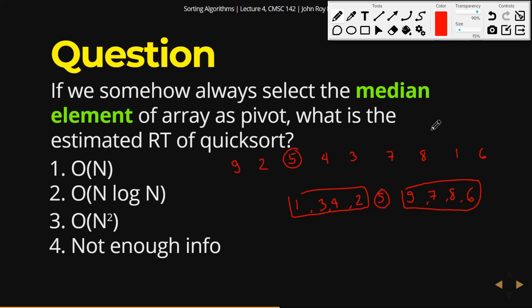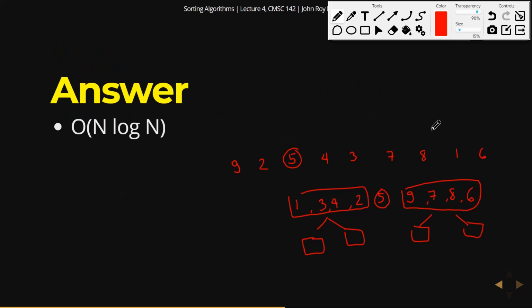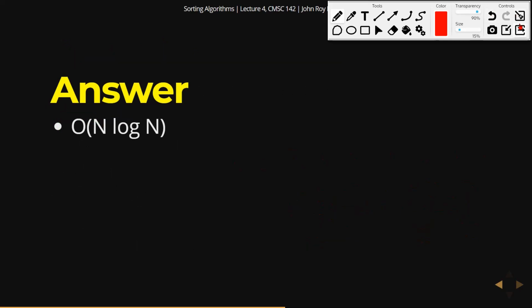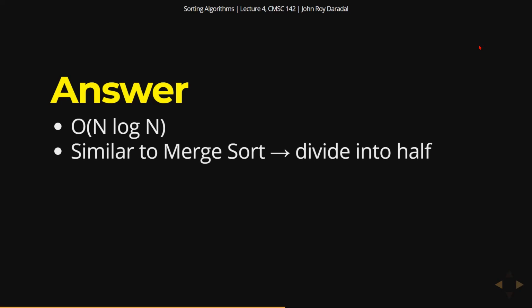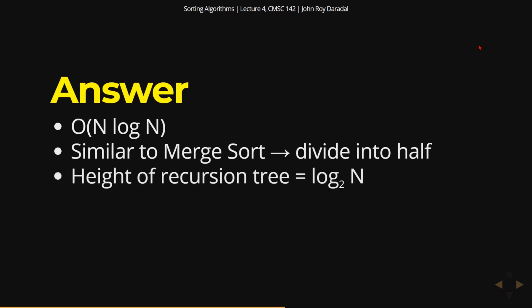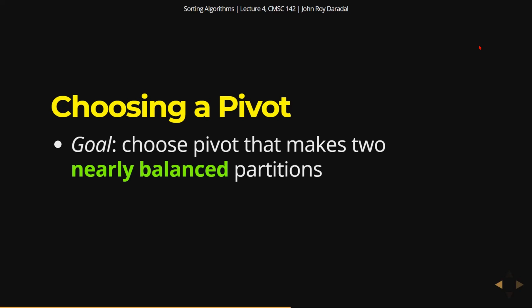So you divided it in half, and then if it's the median again, it will be divided into twos also, right? So that would be just like merge sort. So that's O of n log n, and the height of the recursion tree is also log of n, and partitioning takes O of n, right? But that is if we always choose the median, but we can't always choose the median because we don't know what the median is. So our goal, therefore, is to choose the pivot that makes two nearly balanced partitions.